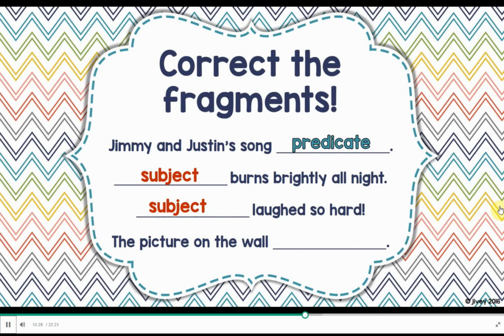The picture on the wall. Well, the picture is a simple subject, and the picture on the wall would be a complete subject. On the wall is my prepositional phrase. I don't see any verbs here either, so that must mean we're missing our predicate. You should have told what the picture on the wall is doing, or possibly tell more about it, maybe what it looks like. So you're missing the predicate.